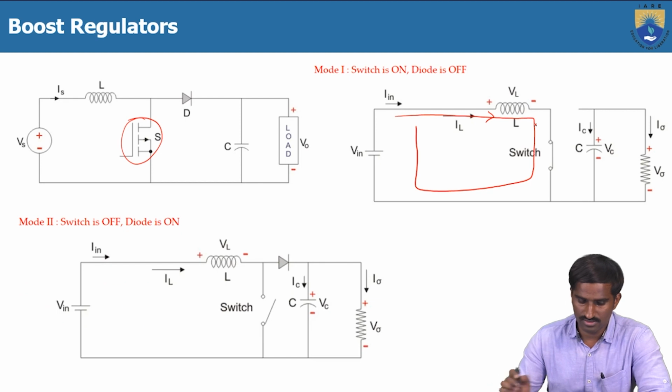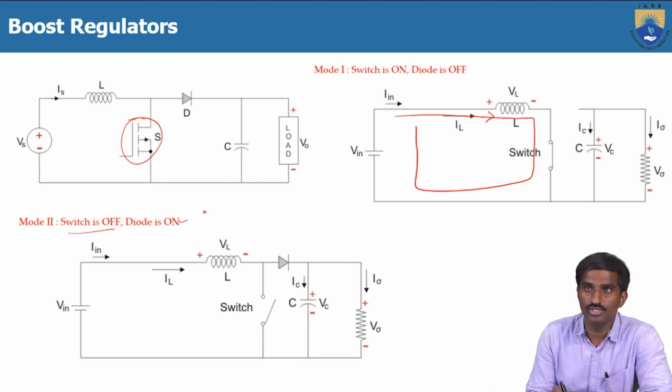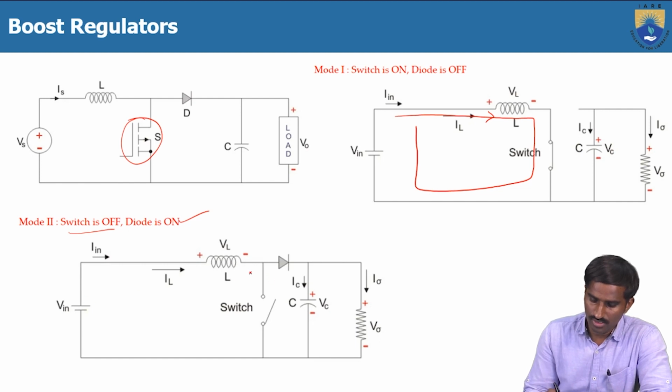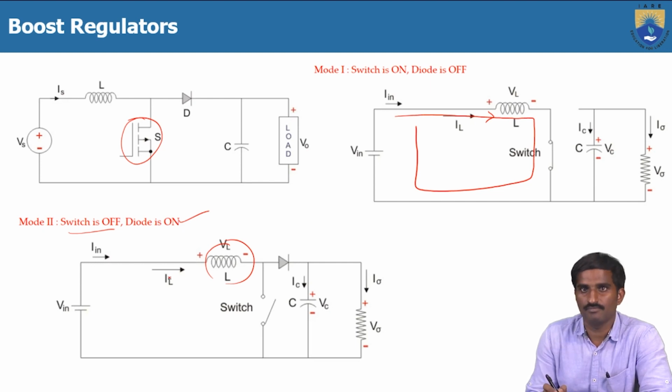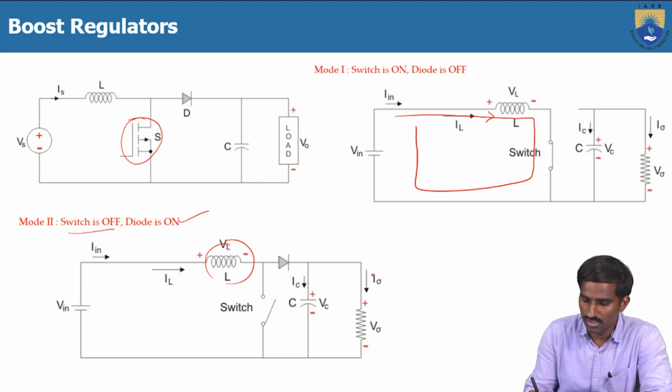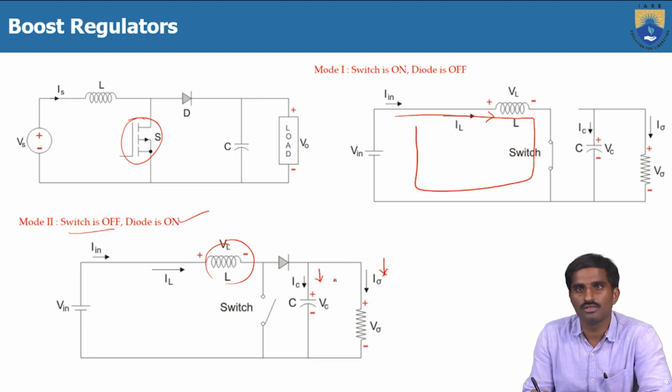And in the second case, when the switch is off and diode is on, then here you can see in the load there are two currents flowing. One is the input current I in, another one is the current caused by the discharging of the inductor. Let us consider IL. So both currents are flowing through this load as well as this capacitor.